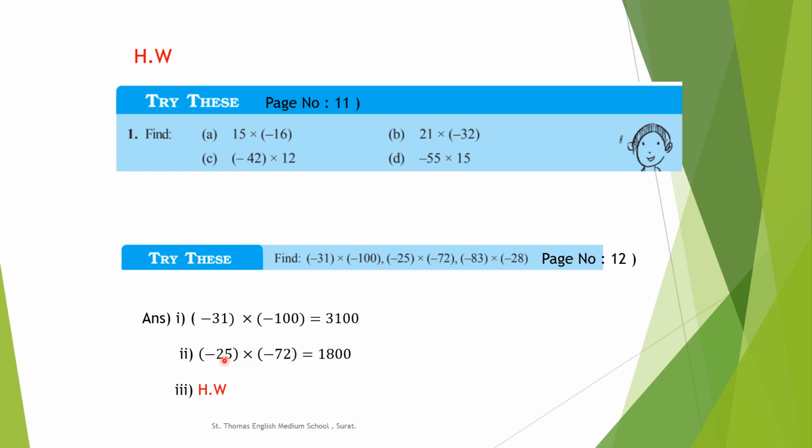Now minus 25 multiplied by minus 72. Again both the integers are negative. So when you multiply two negative integers, you always get a positive integer. And 25 72s are, again multiply yourself, 25 by 72. All multiplication you have to do yourself. Okay, so I got 1800, and minus into minus is plus. The third one you can do as homework.